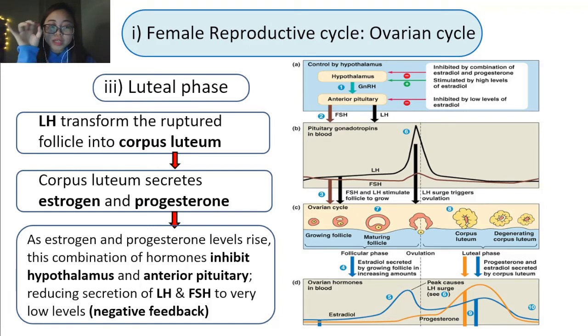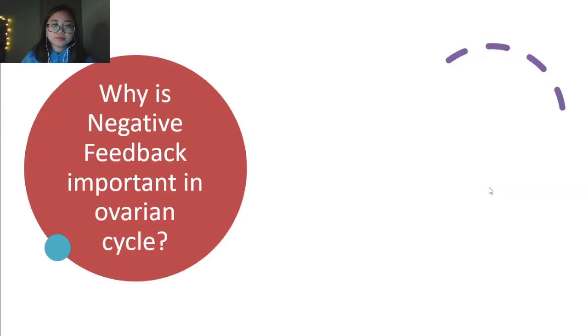It will also inhibit the anterior pituitary. So, it will reduce the secretion of LH and FSH to very low levels. So, this is an example of negative feedback. Here, progesterone and estrogen increase, while FSH and LH decrease.